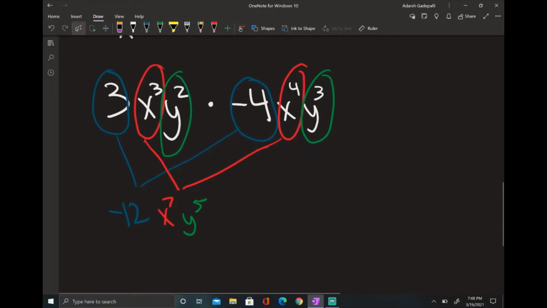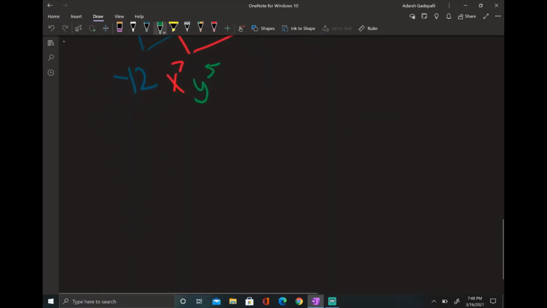So again, first, you always want to match up and organize your problems so you know what the like terms are, and then you want to know what property you're using. It just helps you get organized. So let me give you a division one.